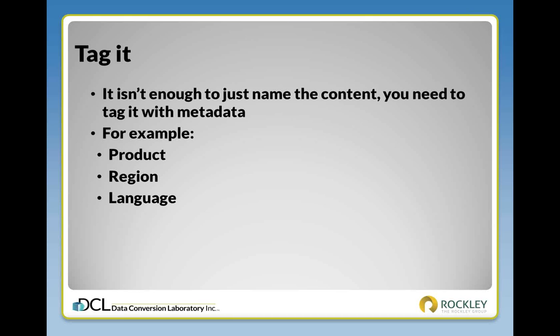So product is typically a very common piece of metadata that we would add to this information. You might have region, so it's part of the EU, it's part of the UK, it's part of North America, it's part of the US only. You know, those sorts of things. And language. And language can vary based on region as well as just language. So we could have Spanish, say, for example. Well, you might have Spanish as in Spain Spanish, so that's tied to the region.